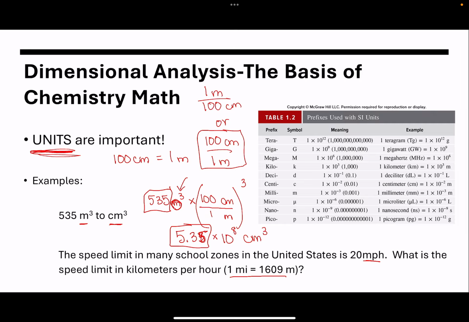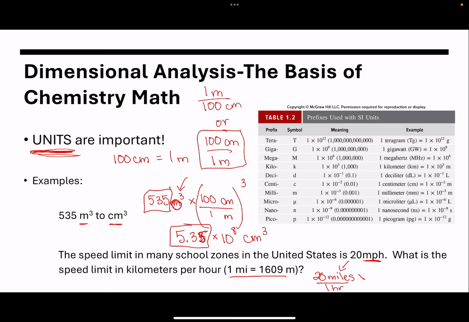We often write things like this in the imperial system, which is a conversion factor. This actually means 20 miles in 1 hour. So this is a conversion factor right here. So we know that we have 20 miles in 1 hour. We want to know how many kilometers we have in an hour.